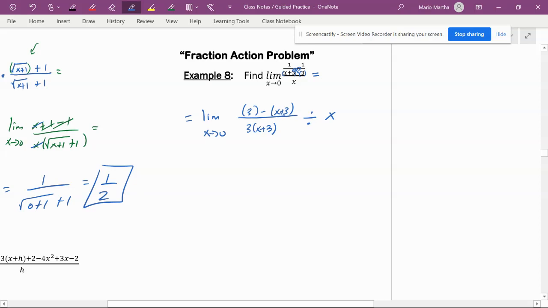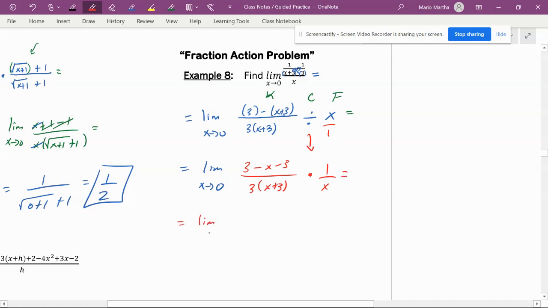The reason I'm doing it this way is because I want to make sure you remember some of your previous training from middle school: keep, change, flip. If you remember how that goes, we're looking at the limit as x approaches 0. We're going to keep the first fraction the same, so that's 3 minus x, and then minus 3 one more time, divided by 3 times x plus 3. Then change the sign. So I simplify the first part, change the sign for the second part, and then flip this one, so 1 over x. And then again, take it forward.